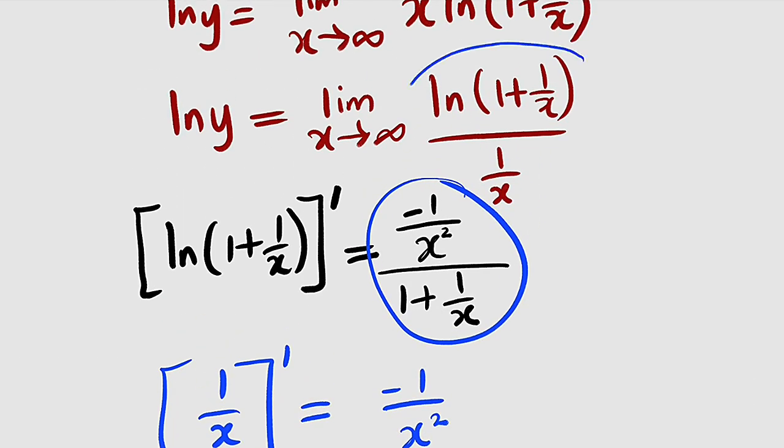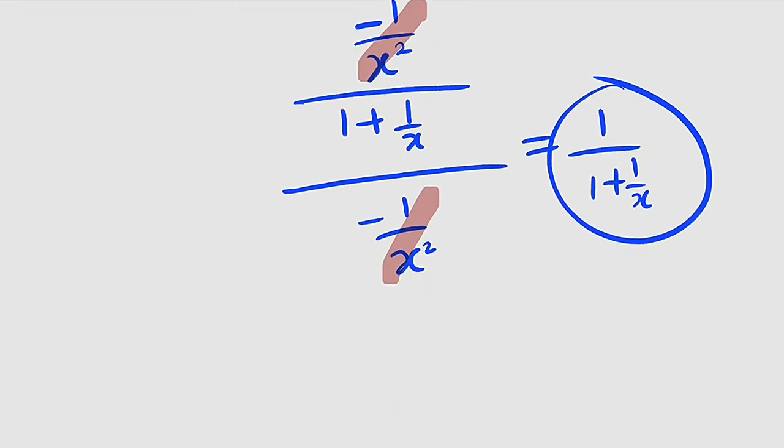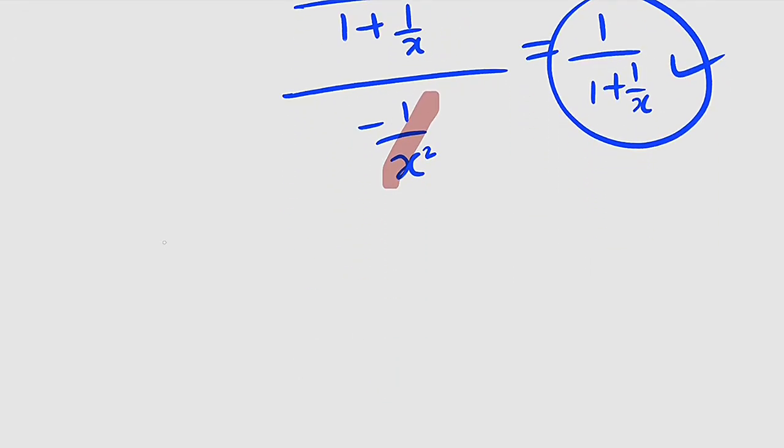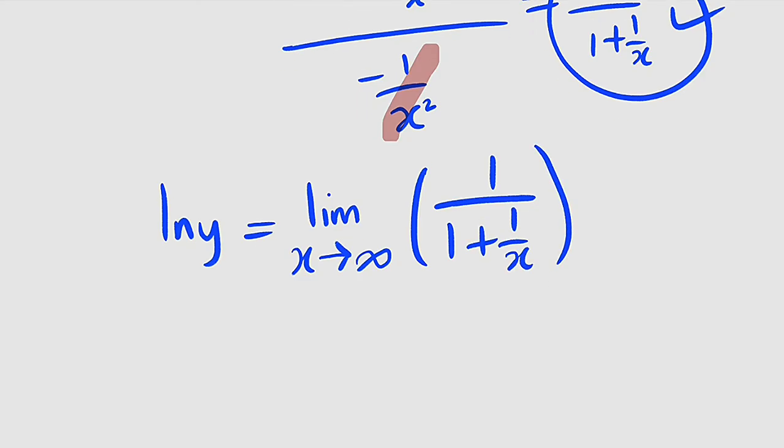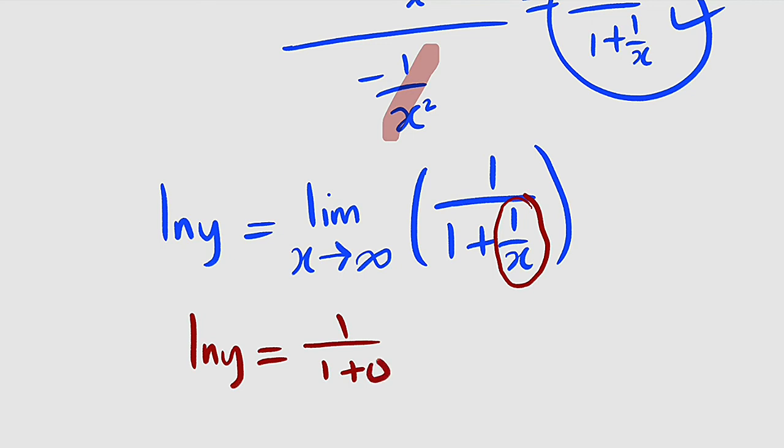So therefore we can substitute the whole of this with what we have here, right? Which is this. So therefore the natural log of y to the left is equal to the limit as x approaches infinity of 1 divided by 1 + 1/x. So from here, we can substitute x equal to infinity directly. If you substitute infinity here, the bottom will be heavier, thereby making the whole fraction approach 0.